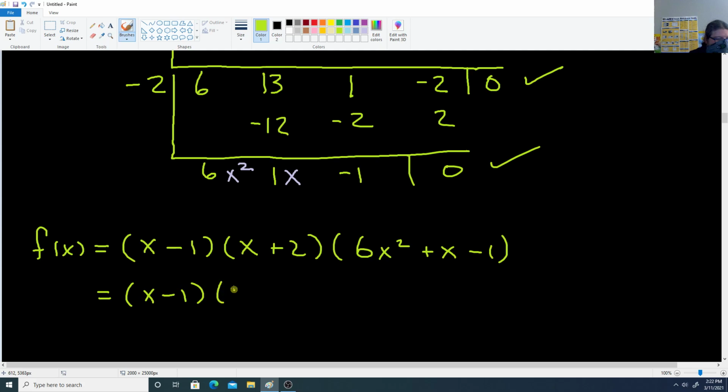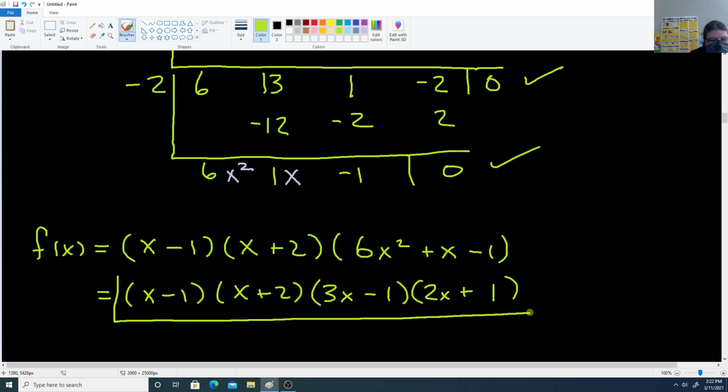So we get x minus 1 times x plus 2 times, we're going to break this up as 3x and 2x. The thing that pairs up to become 3 needs to be positive 1, and the thing that becomes the 2 needs to be negative 1. So here's our fully factored form of that function f of x.